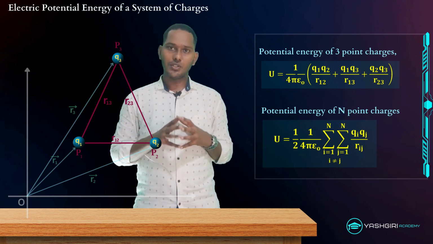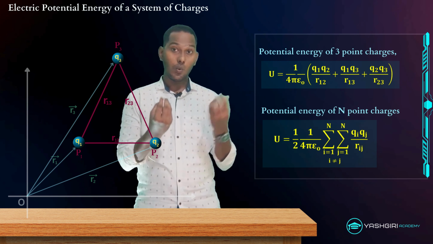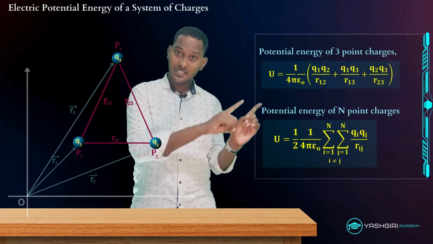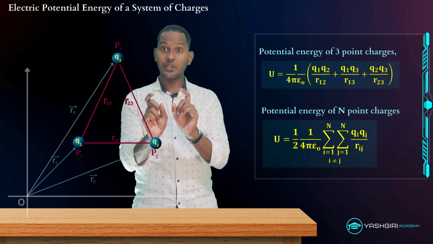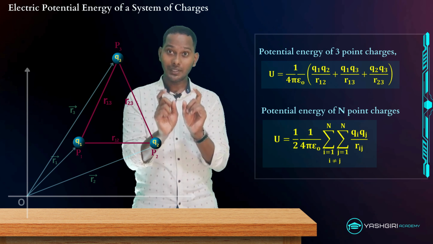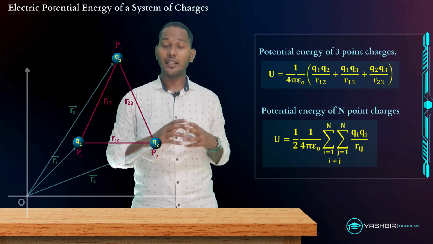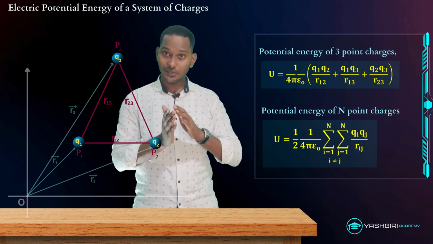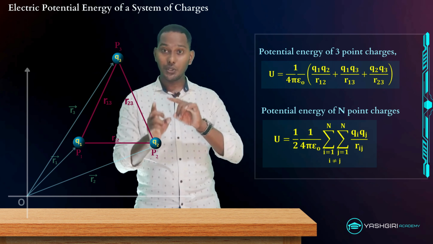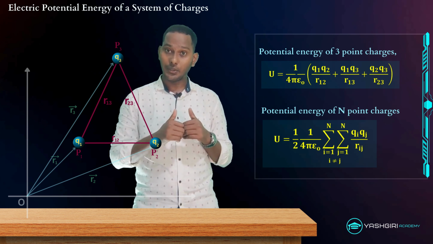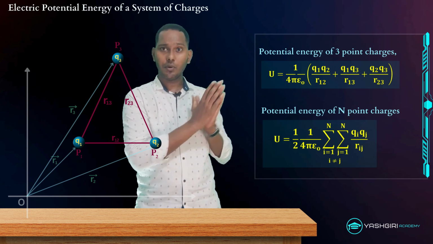So if you just see, students, why is that half coming into the picture? Because we are making use of a double summation. A double summation will give me 2 pairs every time. Because for a 3 point charge system, inside the bracket we have q1 into q2 upon r12 plus q1 into q3 upon r13 plus q2 into q3 upon r23. So these are what we are having here.